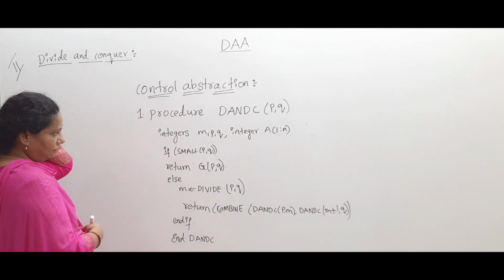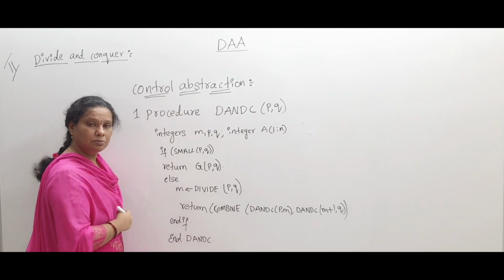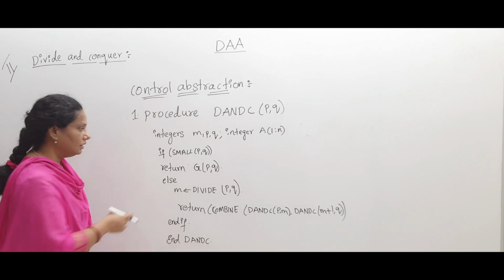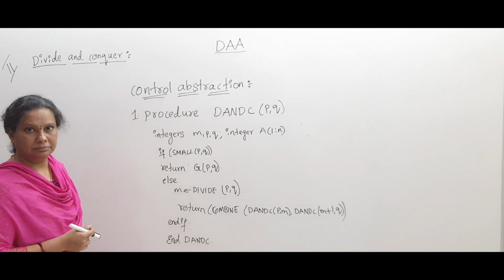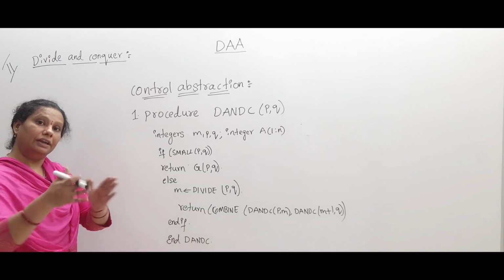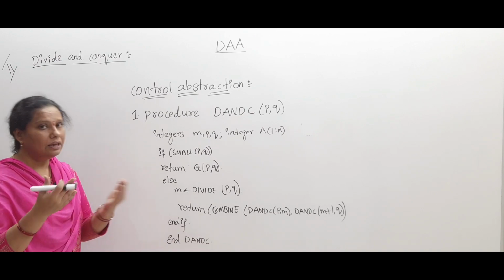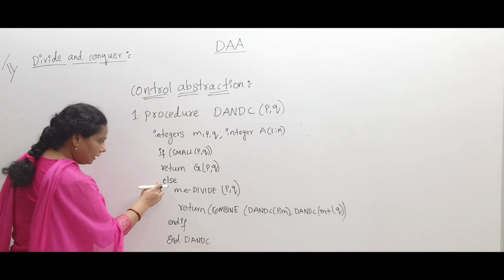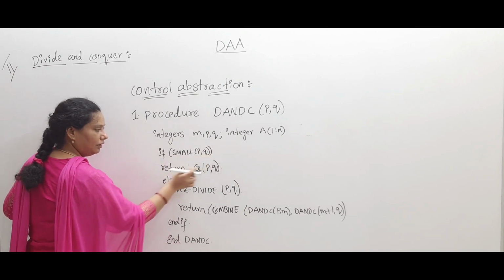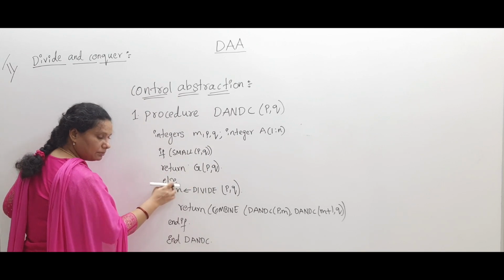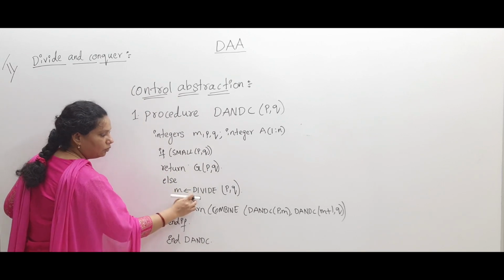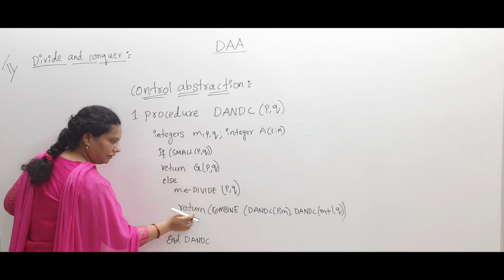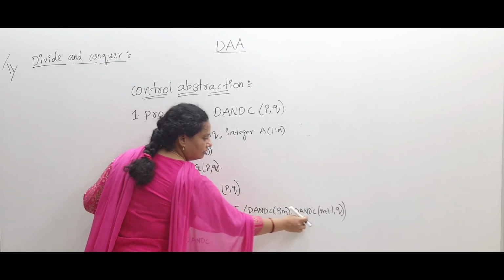And what is the next one? If small(P, Q), it means that if you have very few elements, then you can return. There is no need to go for division here, because you already have small elements. If not, meaning you have more elements, then else. If it is small, return. If it is not small, it means it has more elements, then go for divide, P comma Q. After dividing, return, combine this and this.